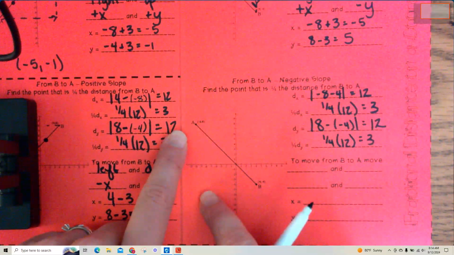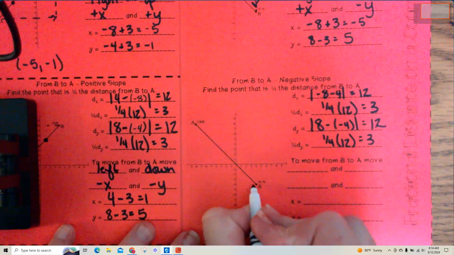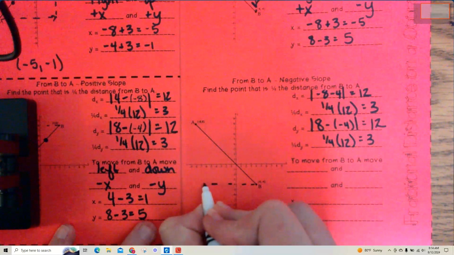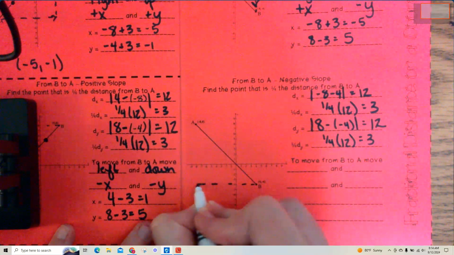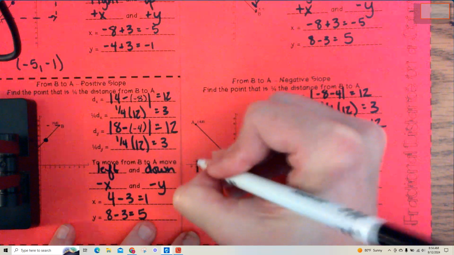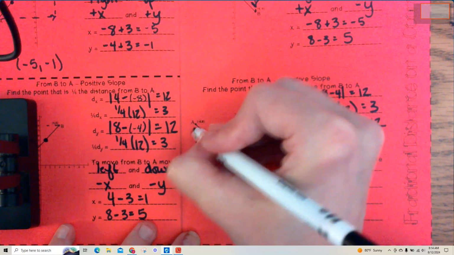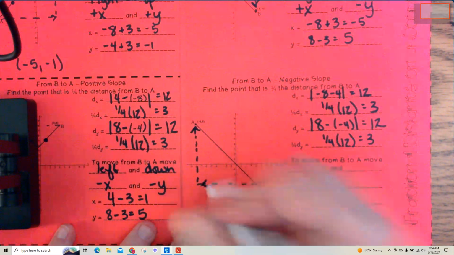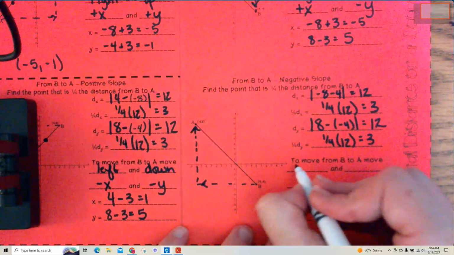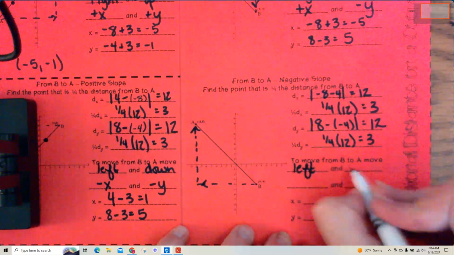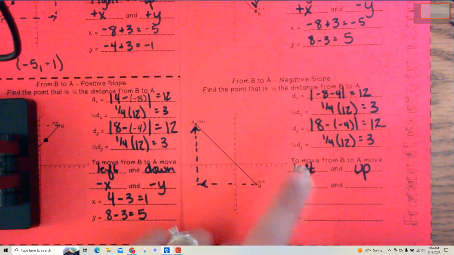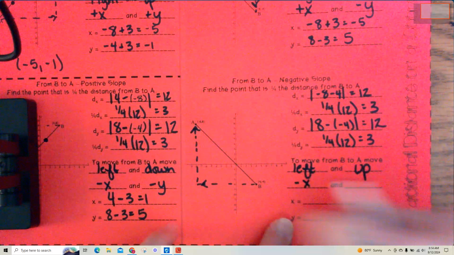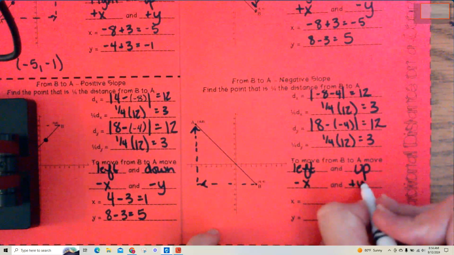So again, left and right first. So we would go this direction, and then we would go up. Okay, so we're going left, and then we're going up. Left is a negative x, up is a positive y.